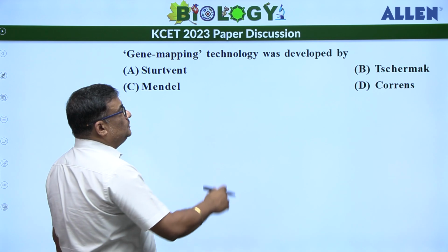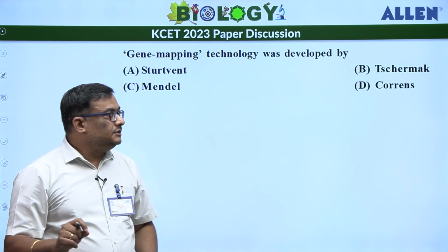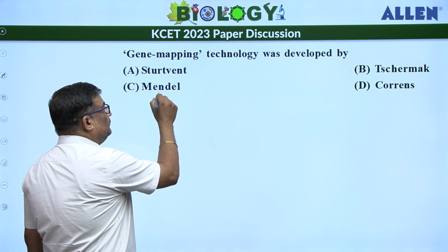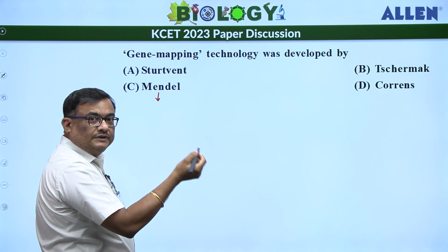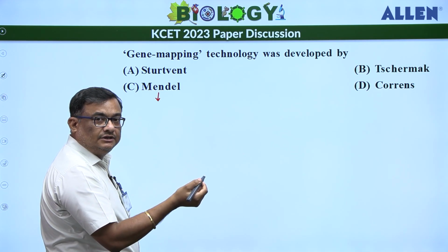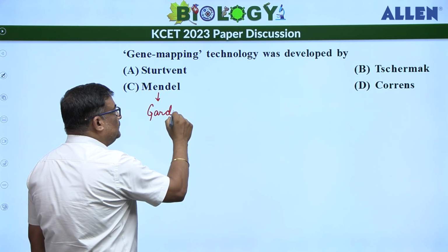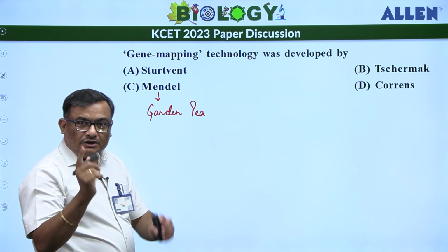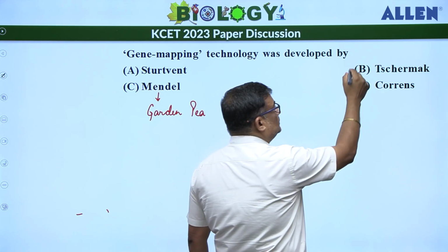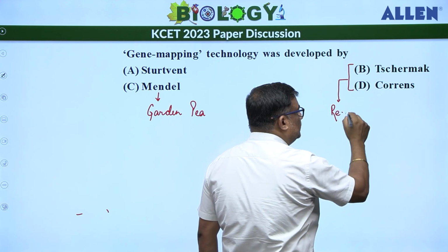Gene mapping technology was developed by, see, it's a very straightforward question. There is no rocket science in this question. All of us are aware of the fact that Mendel has given the concept of Mendel's laws of inheritance. He has postulated the entire theory of inheritance while working upon the garden pea, that is Pisum sativum. And you also know that Karl Correns and Tschermak are the two people who basically rediscovered the work.